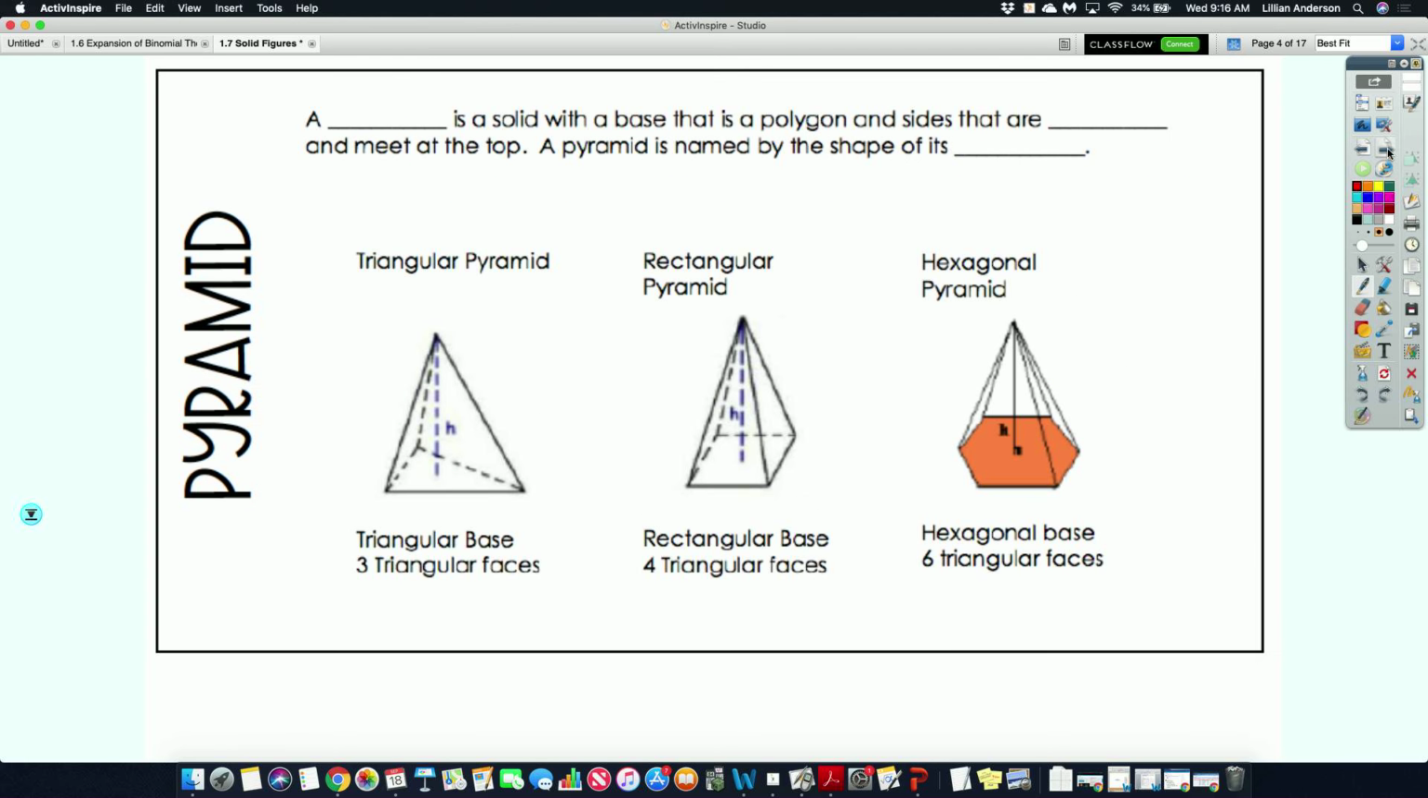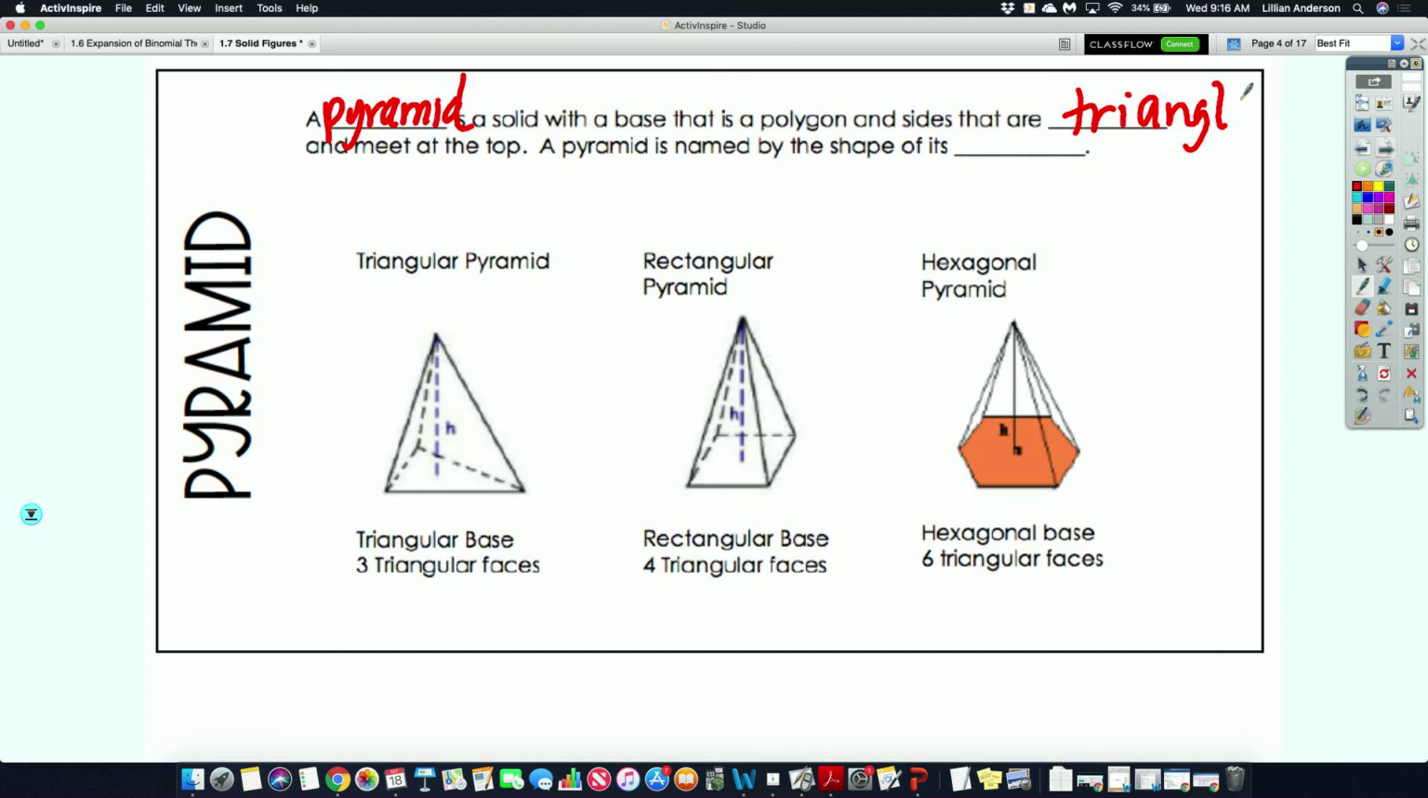A pyramid. Okay, you have a triangular pyramid, a rectangular pyramid, a hexagonal pyramid. Okay? Again, a pyramid is a solid that is a polygon, and the sides are what? The sides of each pyramid are in the shape of what? Triangles. Triangles that meet at the top.